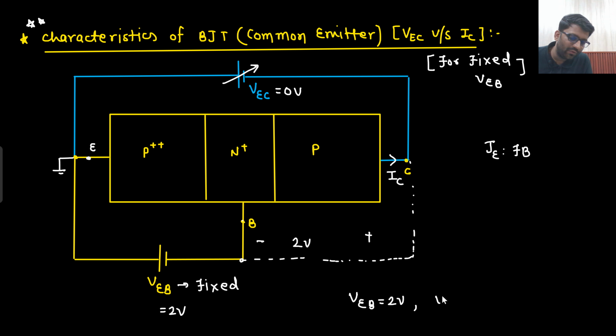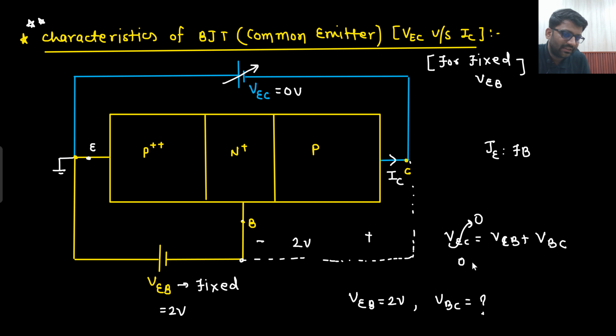Now there would be something called VBC as well. VBC should also be there. Now you know that your VEC is equal to VEB plus VBC. Do you agree to this point? VEB plus VBC. Now if VEC is 0 and you are saying that this is 2 volt, then your VBC has to be minus 2 volt.